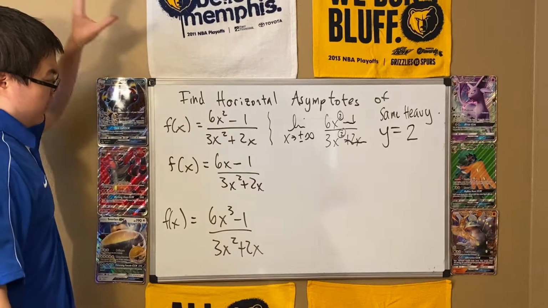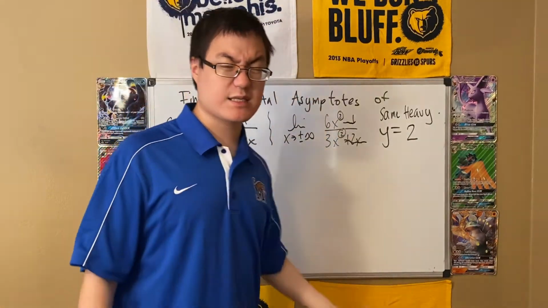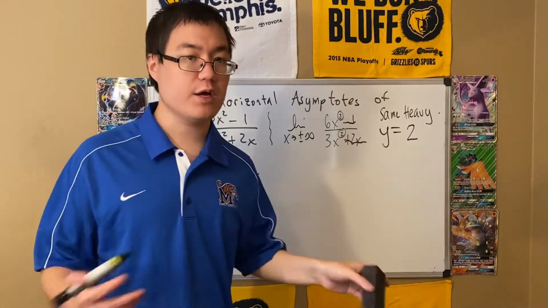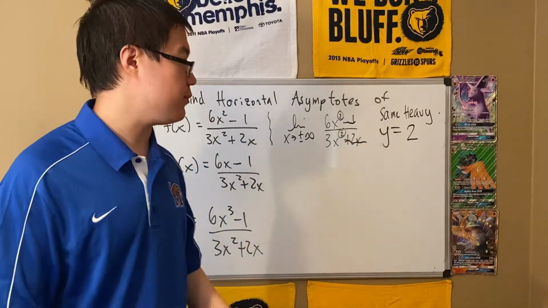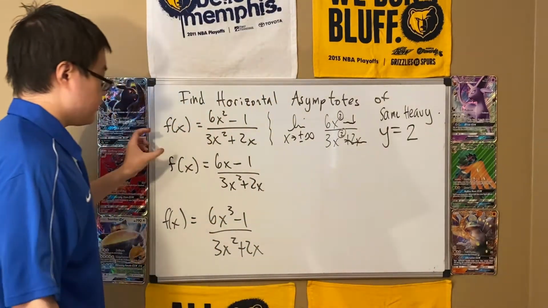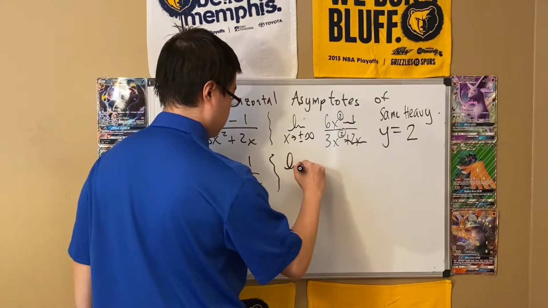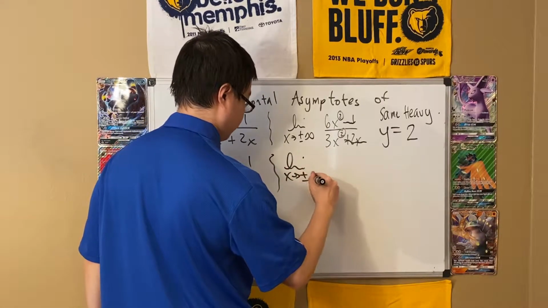So again, anytime you're approached with a question of horizontal asymptote, just set up the limit as x goes to positive and negative infinity. You don't have to worry about the words horizontal asymptote anymore. Just find these two limits, and that's going to be your answer. The next one is even easier. When you set this up, it's going to be limit as x goes to positive and negative infinity.